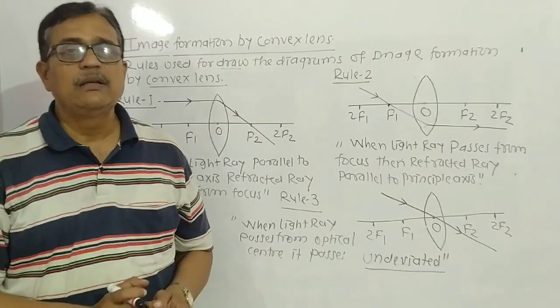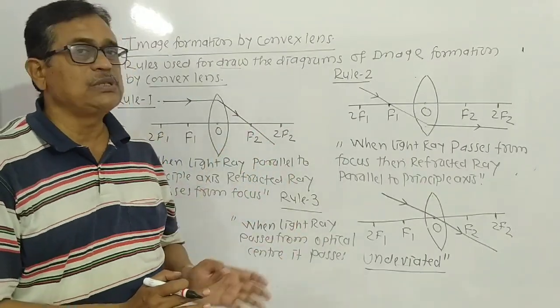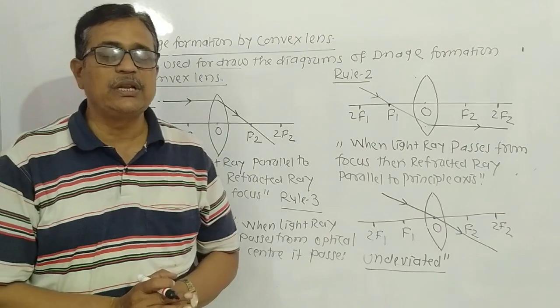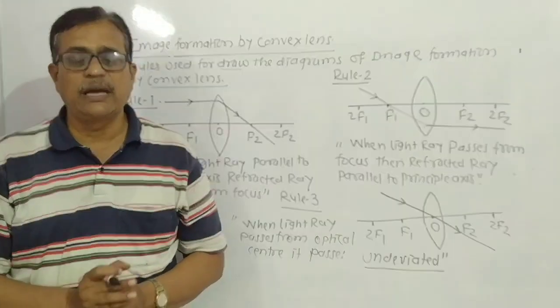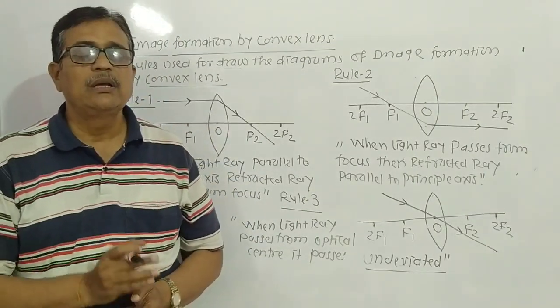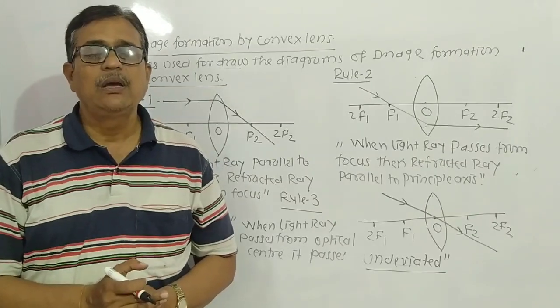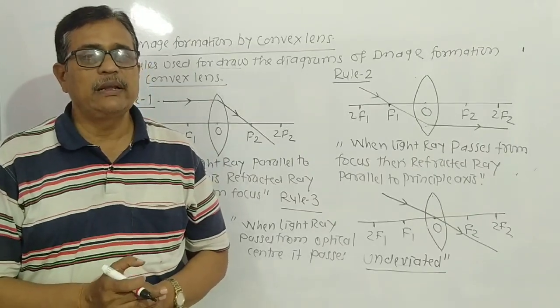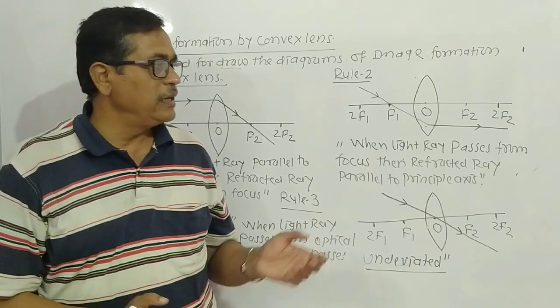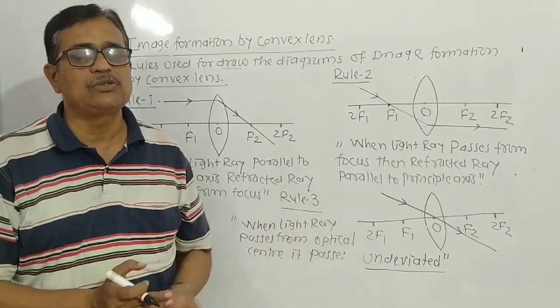Means in this way, there are 3 rules. We can use these 3 rules, and you can draw the diagram of image formation by a convex lens, and to make the topic easy, it is necessary to understand all this topic.